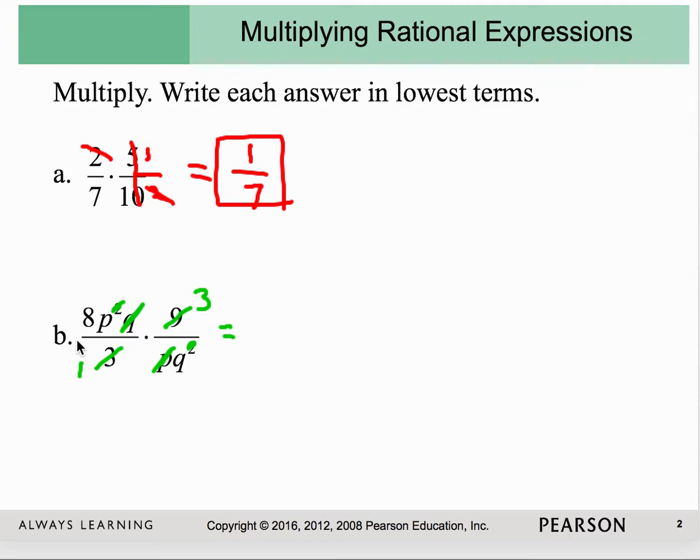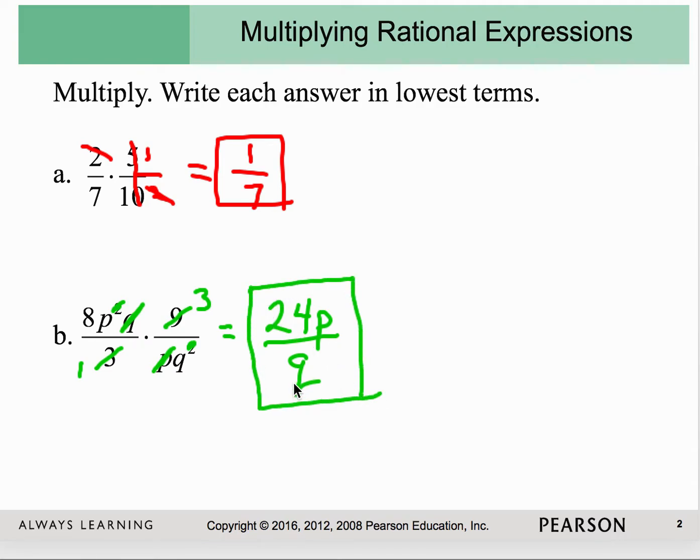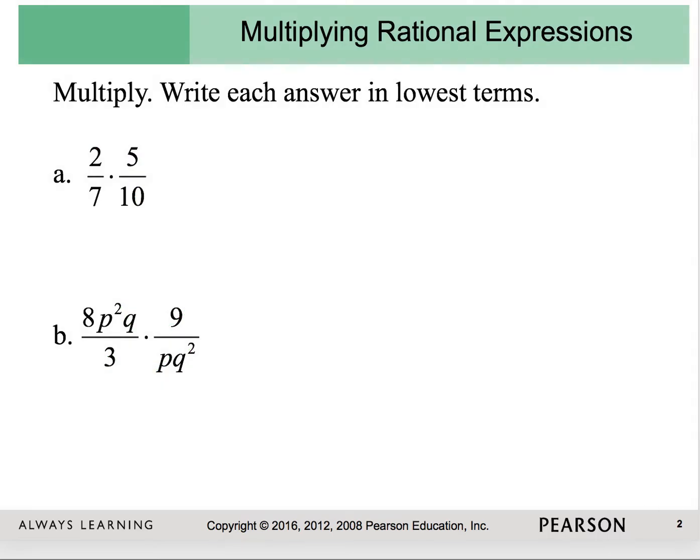So if I go straight across the top, I have an 8 times p times 3. So 8 times 3 is 24 times p. And on the bottom, I have 1 times q. Okay, I'm always going to double check and make sure I didn't miss anything, but all I have on the bottom is a q, so the number doesn't matter, and there's a p on top. Okay, that's all there is to it.